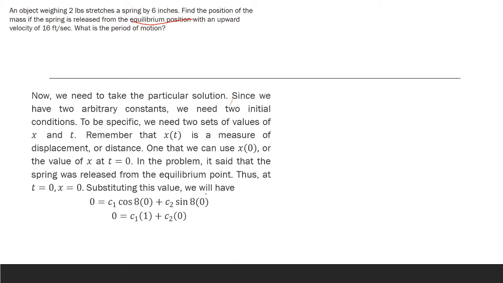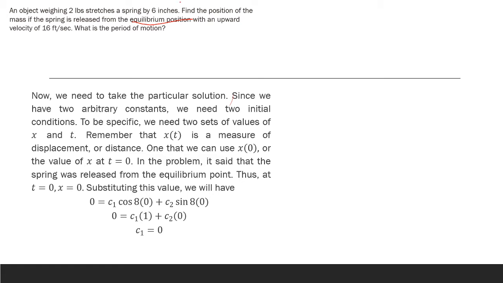So, sine of 0, so tandaan nyo, kapag sine 0, that's 0. Kapag cosine 0, that's 1. So, therefore, we will have c1 is equal to 0. Now, ang tanong, saan tayo kukuha ng isa pang initial condition to get the value of c2?